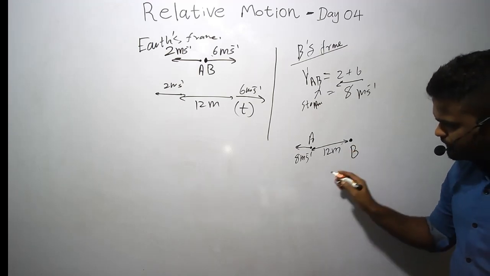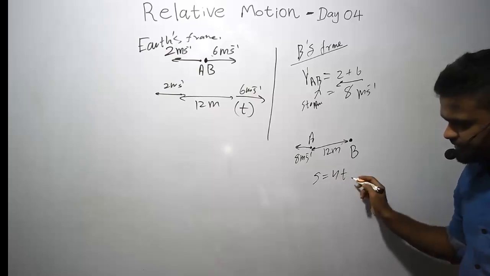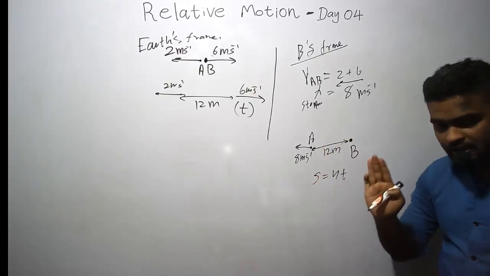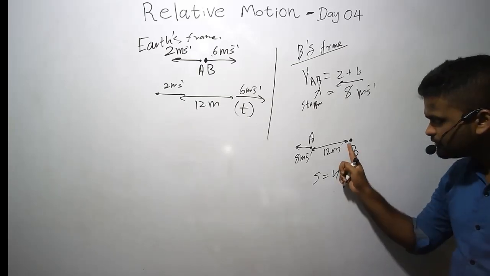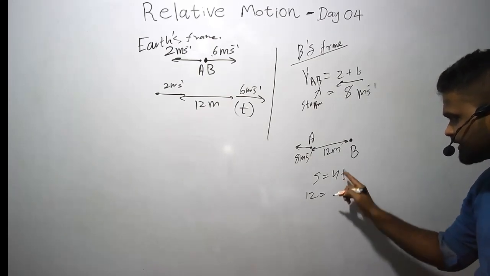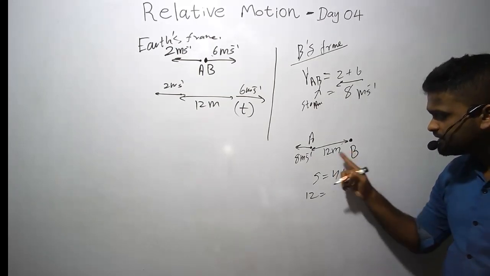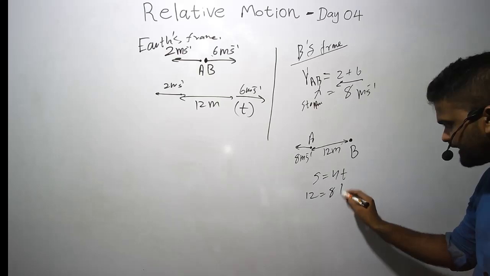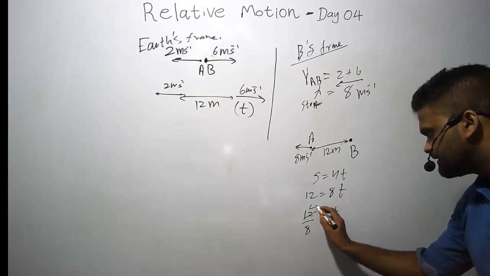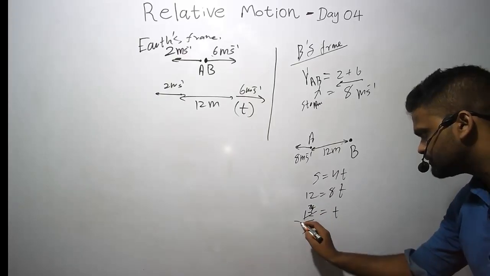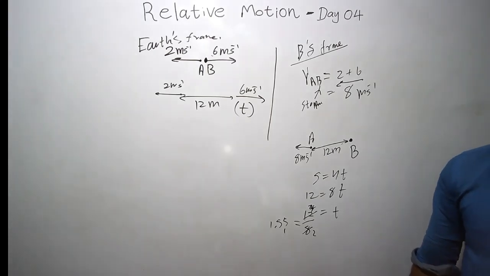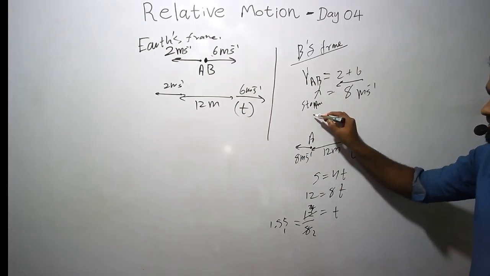So now you can just put this equation S equals ut to this frame. Now think that all these terms are relative to B, right? So relative to B, what is S? Only A moves a 12-meter distance. Here you need to have the relative to B velocity. That is 8. And time. Then you can find the time. 12 divided by 8. So it is 1.5 seconds. This is B's frame.